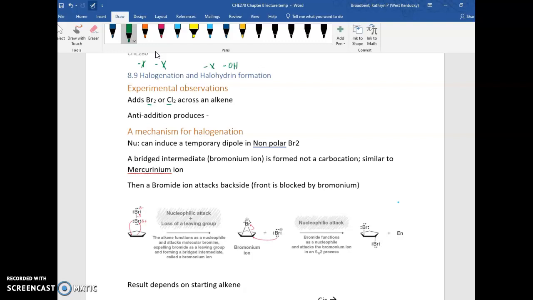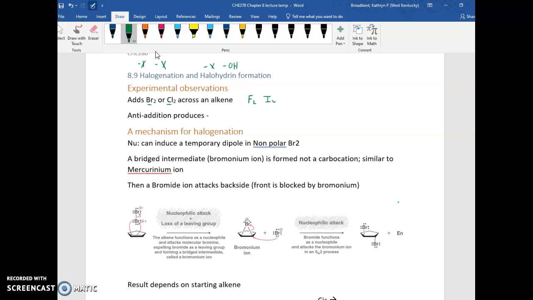I mentioned bromine and chlorine. We do not see fluorine because it's too reactive, it causes explosions. And we don't see iodine because iodine is just not reactive. So bromine and chlorine are in the sweet spot. The addition is anti instead of syn. So if one is added in the up position, the other would be added in the down position.